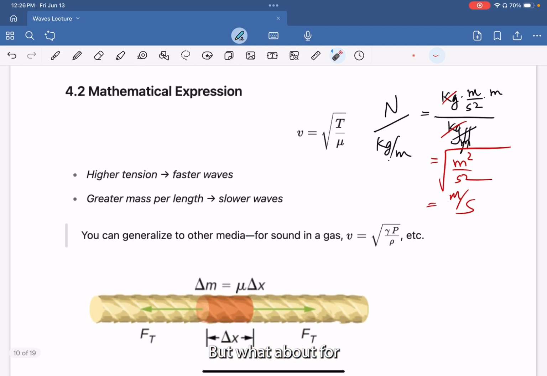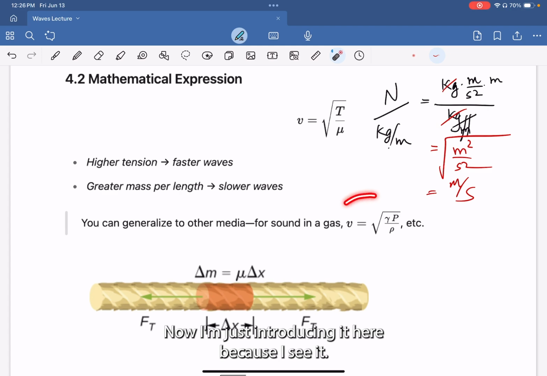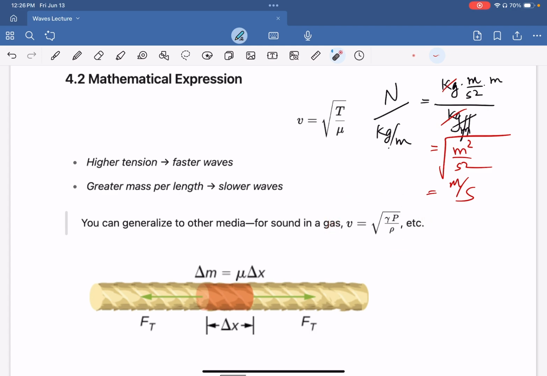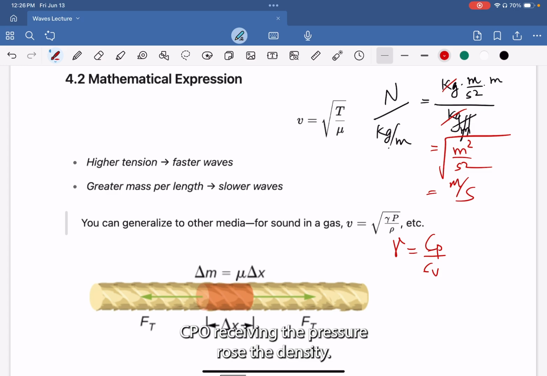But what about for sound waves moving through a gas? Now, I'm just introducing it here because I see it. It's square root of gamma P by rho. From the first semester, you may or may not even remember that gamma is the ratio of the specific heats, Cp over Cv. P is the pressure, rho is the density.